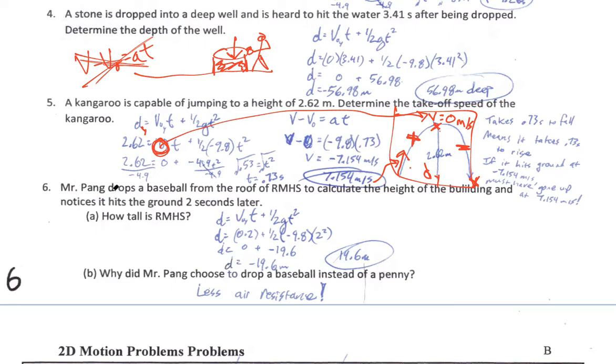Number 6, Mr. Peng drops a baseball from the roof of RMHS to calculate the height of a building and notices it hits the ground 2 seconds later.